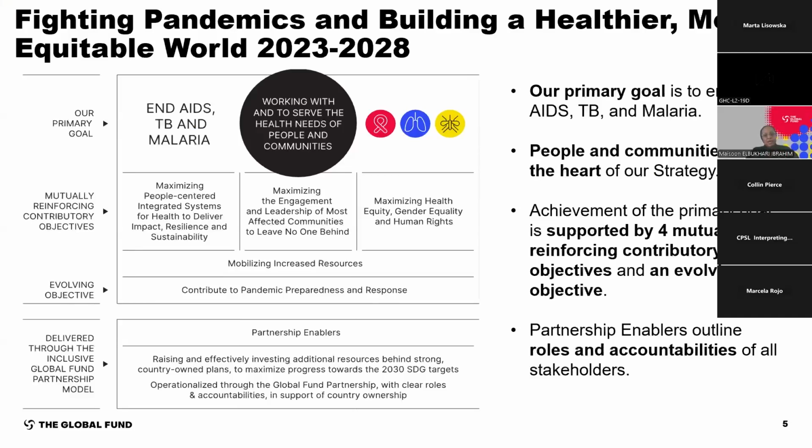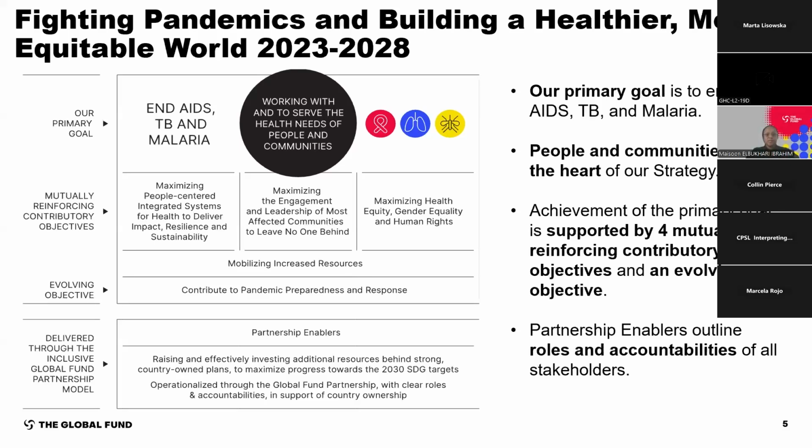So diving into the current Global Fund strategy, Fighting Pandemics and Building a Healthier, More Equitable World, the strategy was developed through a highly consultative process and sets out how the Global Fund partnership can work together. And we say partnership because the success of design and implementation are dependent on collaboration among multiple stakeholders: technical partners, governments, non-governmental organizations, civil society, private sector, community-based organizations, and of course, communities. So it's all about how we collaborate to accelerate progress towards the 2030 targets.